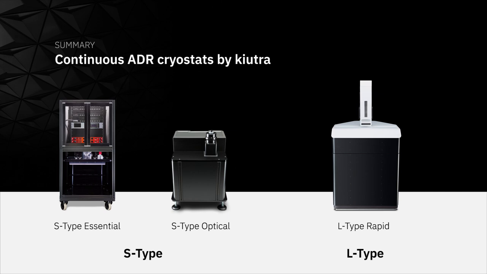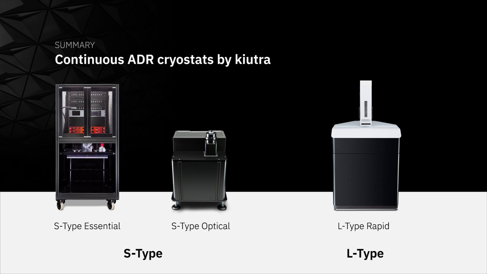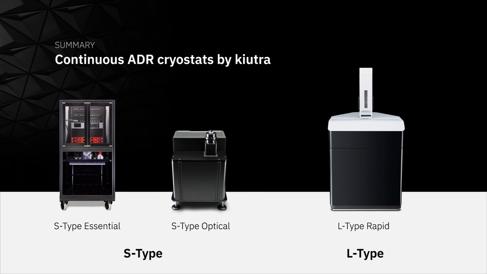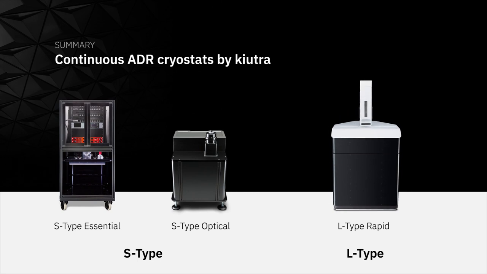Depending on your needs, you can choose between our compact S-type platform, allowing for either rack integration or optical access, or the larger and fast L-type rapid for rapid prototyping and material characterization.